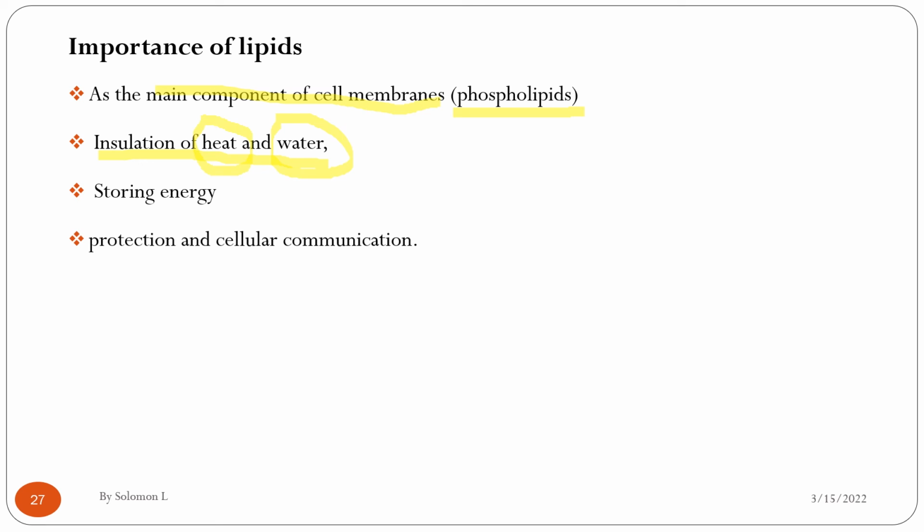And lipids store a large amount of energy. They contain twice as much as carbohydrates. So they store energy. They are used for protection as well as cellular communication. For example, the nerve cell is protected by lipids, and they are also important in cell-to-cell communication. For example, when they are joined with protein, lipoprotein molecules are formed. So these lipoprotein molecules are used for cell-to-cell communication. So these are some functions of lipids.